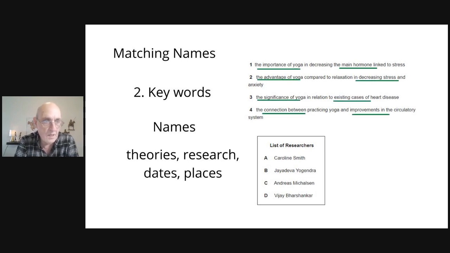If we mark the keywords in the ideas, we're going to look for the importance of yoga. And why is it important? For decreasing the main stress hormone. We're going to look at the advantages of yoga and how they're connected with decreasing stress, the significance of yoga and existing cases of heart disease, and then the connection of yoga and improving your circulatory system.